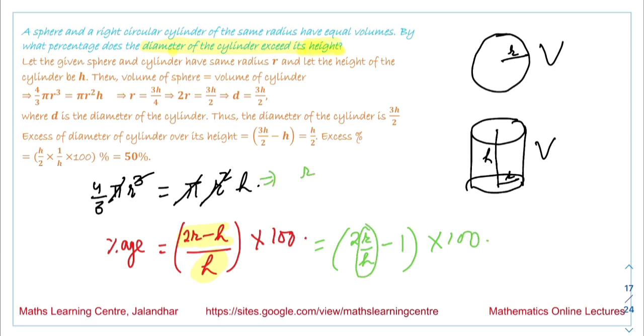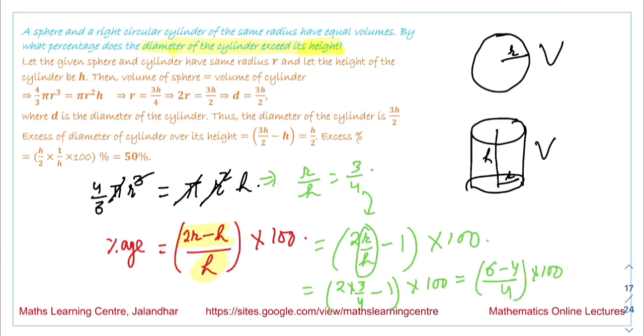From this we get r over h is equal to 3 by 4. Substituting this value here, it is 2 into 3 by 4 minus 1, into 100. This is equal to 6 minus 4 by 4, into 100, which is equal to 2 by 4 into 100. So that is equal to 50. So the answer we get is the excess of the diameter of the cylinder over its height, the excess percentage, is 50%.